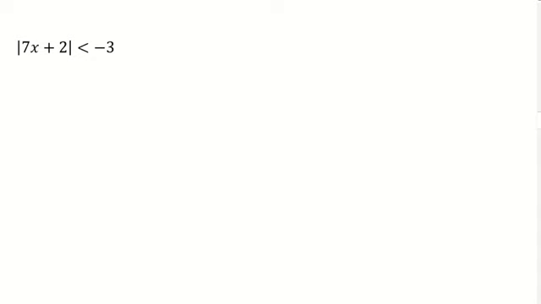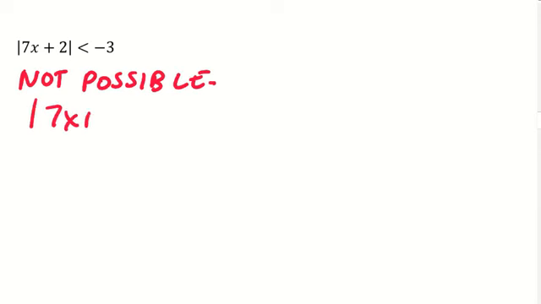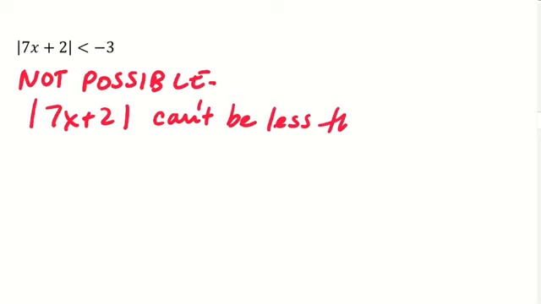The absolute value of the thing, as we talked about last time when we were solving the equations, can't be negative. So this is not possible. The absolute value of 7x plus 2 can't be negative, so it certainly can't be less than -3. Since it can't be less than 0, it could never be less than -3, and we conclude that there is no solution.